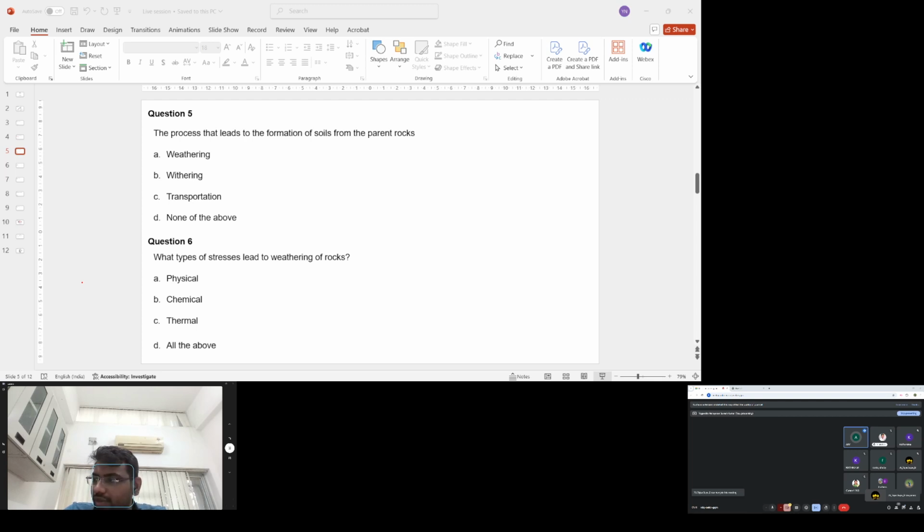What about plant roots? Yes, that is also physical. Erosion, sea coast. Erosion comes as physical or chemical, both? No, erosion is physical. And also the wind.